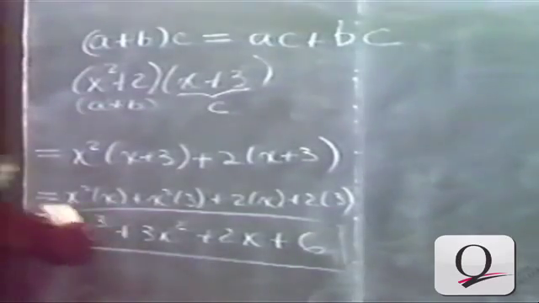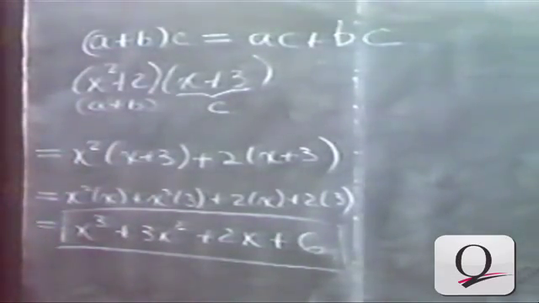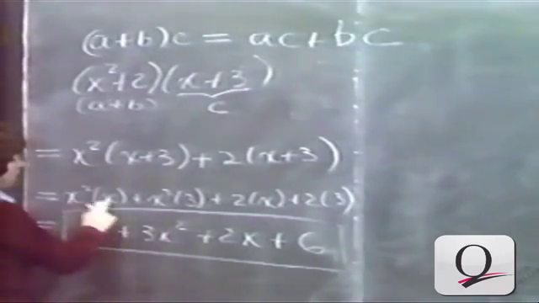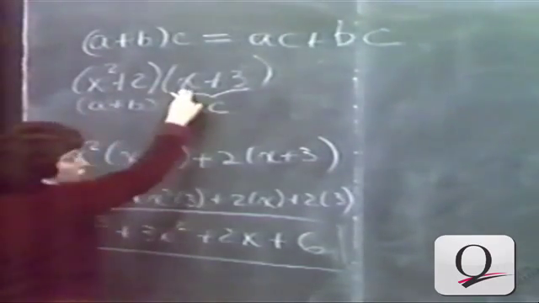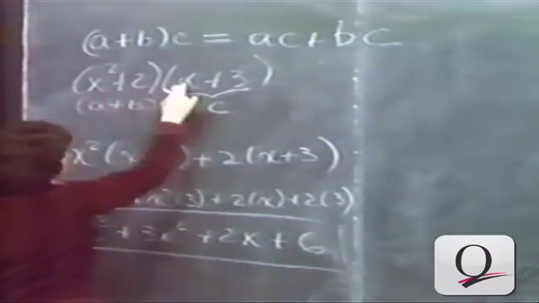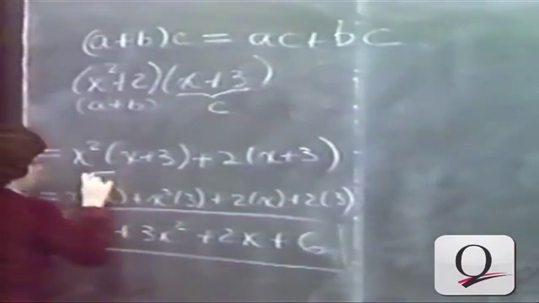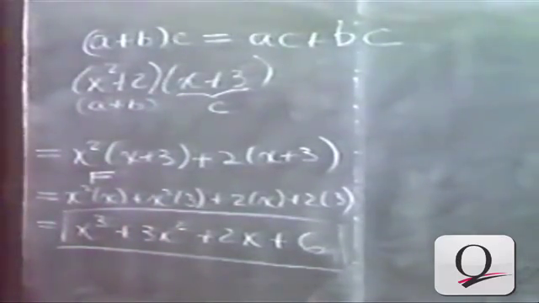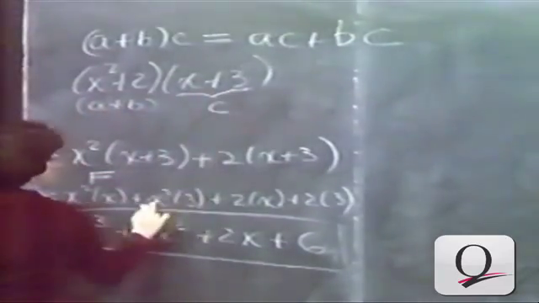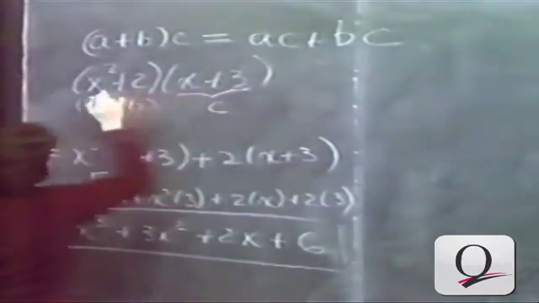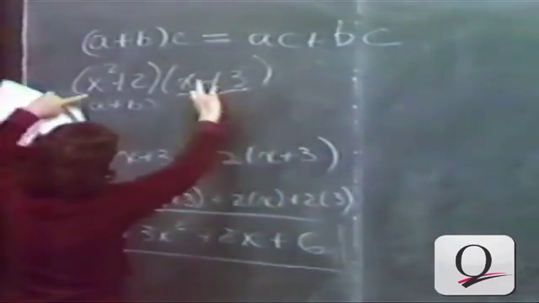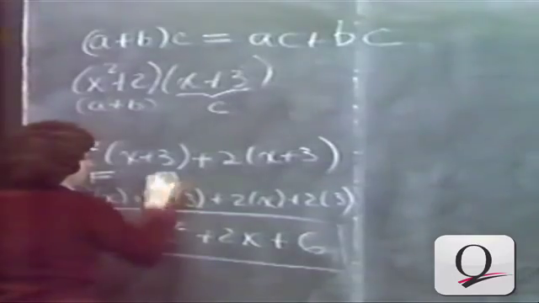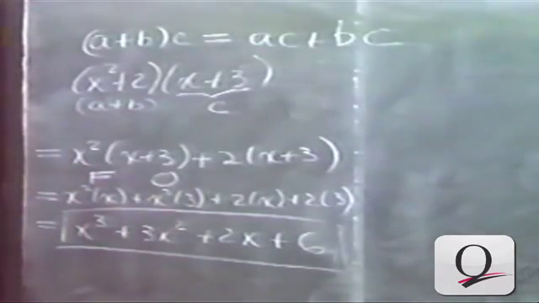If we look at the result over here, there is a handy mnemonic for remembering how to do this. X squared times x. We took the first term in the first parentheses times the first term in the second parentheses. Let's call that F for first. X squared times 3 that we have over here. These were the outer terms in the parentheses. Here are the two parentheses. These are the outside terms, the x squared and the 3. Let's write that with an O for outside.